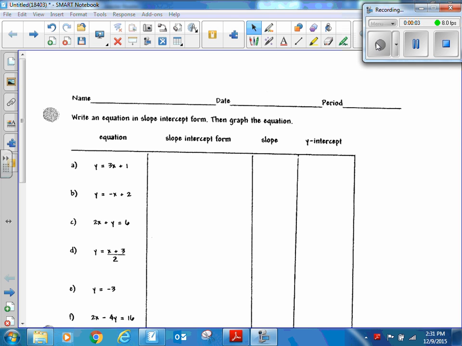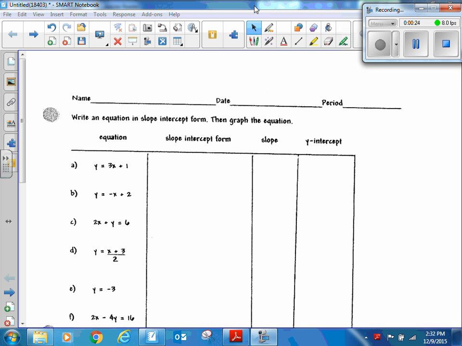Today's video is going to discuss the third method for graphing a linear equation. So we've done graphing with a table, we have done graphing with x and y intercepts, and now we're going to be graphing in slope-intercept form using the slope and the y-intercept.